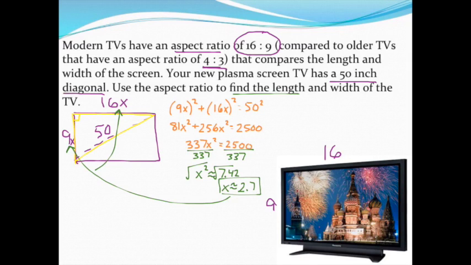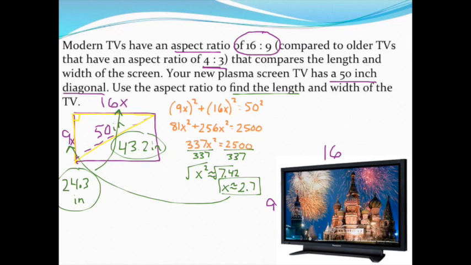So doing 9 times 2.7 gets me a height, width or length, whatever you want to call it, of about 24.3 inches for the vertical side. 16 times 2.7 gets me a length of the TV of about 43.2 inches. So there's my length, there's my width.